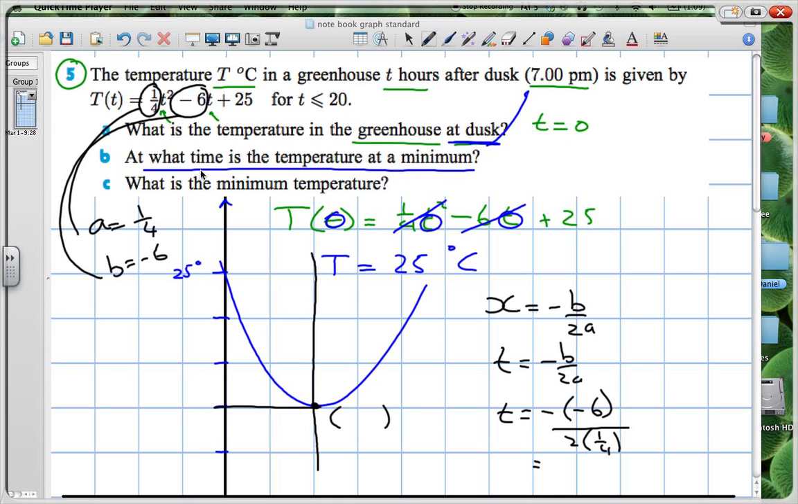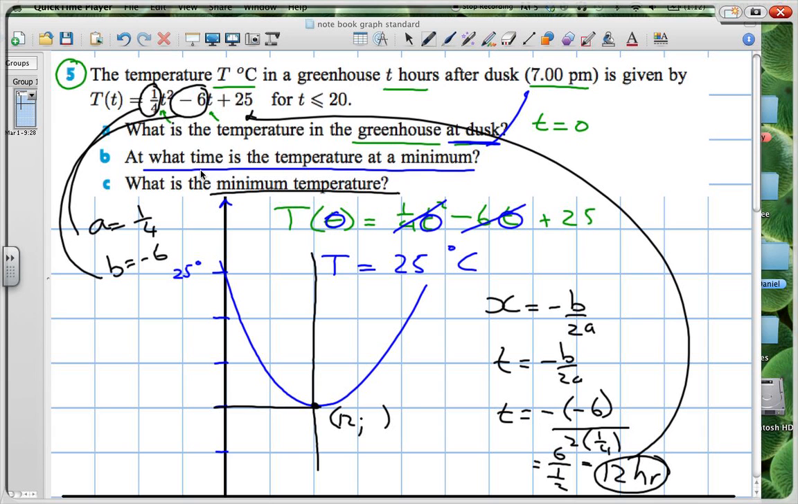Okay, so that's going to become 6 divided by a half. 2 quarters are a half, and 6 divided by a half actually is 12. So after 12 hours, we're going to have a minimum. So this t over here would be 12. Then it says, what is the minimum temperature? Well, we've just got to put this 12 into there, and we would find the minimum temperature.